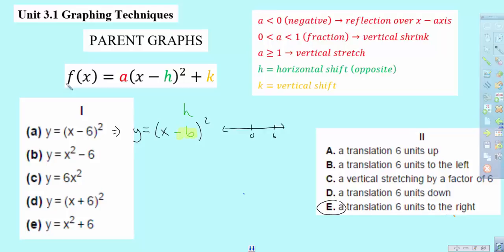So that'd be letter E. And where are we going to put that? Let's put it right here. Because that's a shift. That guy moves me. The negative is opposite, so it moves me 6 times. I go to the next one.